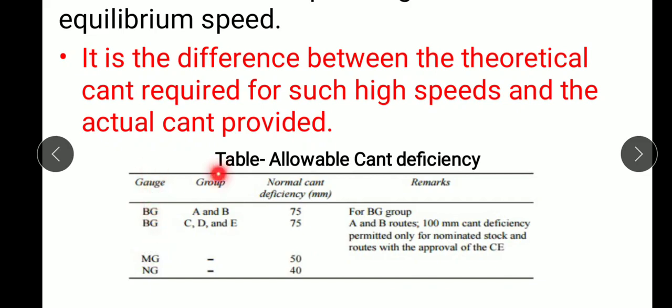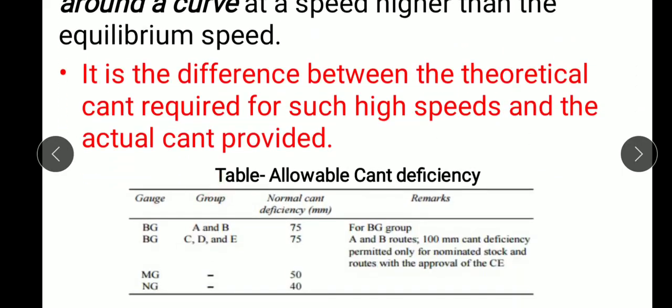a gauge, the second column indicates the type of railway lines, and the third column indicates the normal cant deficiency provided in mm. So here for BG, that is for railway lines A and B, a cant of 75 mm is required, whereas for C, D and E type of railway lines a normal cant of 75 mm is required. And for MG and NG, the values of normal cant are 50 and 40 mm respectively.